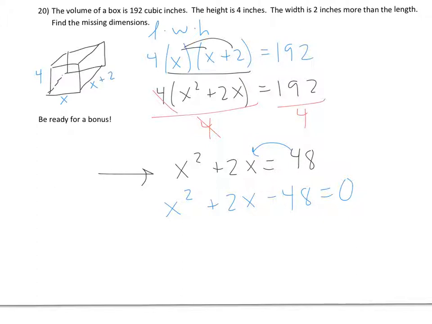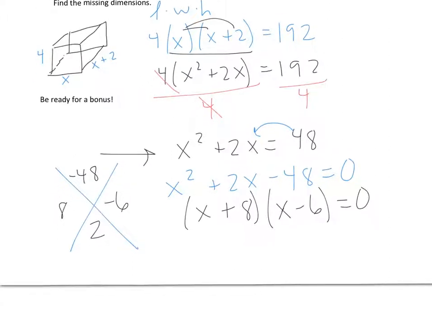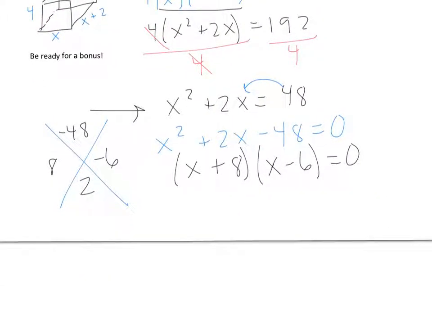I'm going to use the diamond method to factor because a is 1. I'm going to find factors of negative 48 that when added together give me 2, which are 8 and negative 6. So my factors are x plus 8 times x minus 6 equals 0. But I need to solve these here because I want to know what that missing dimension of the box is. So if I set x plus 8 equal to 0 and x minus 6 equal to 0, my answers will be negative 8 and 6.